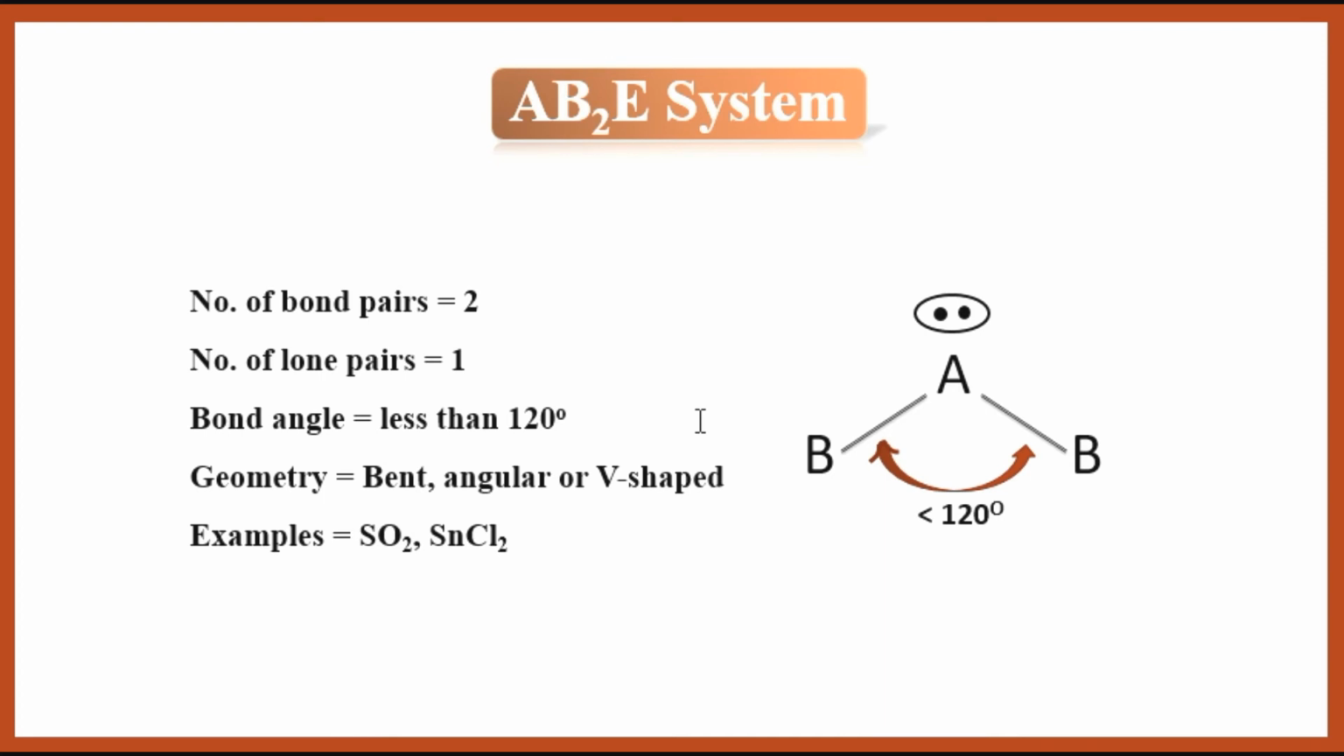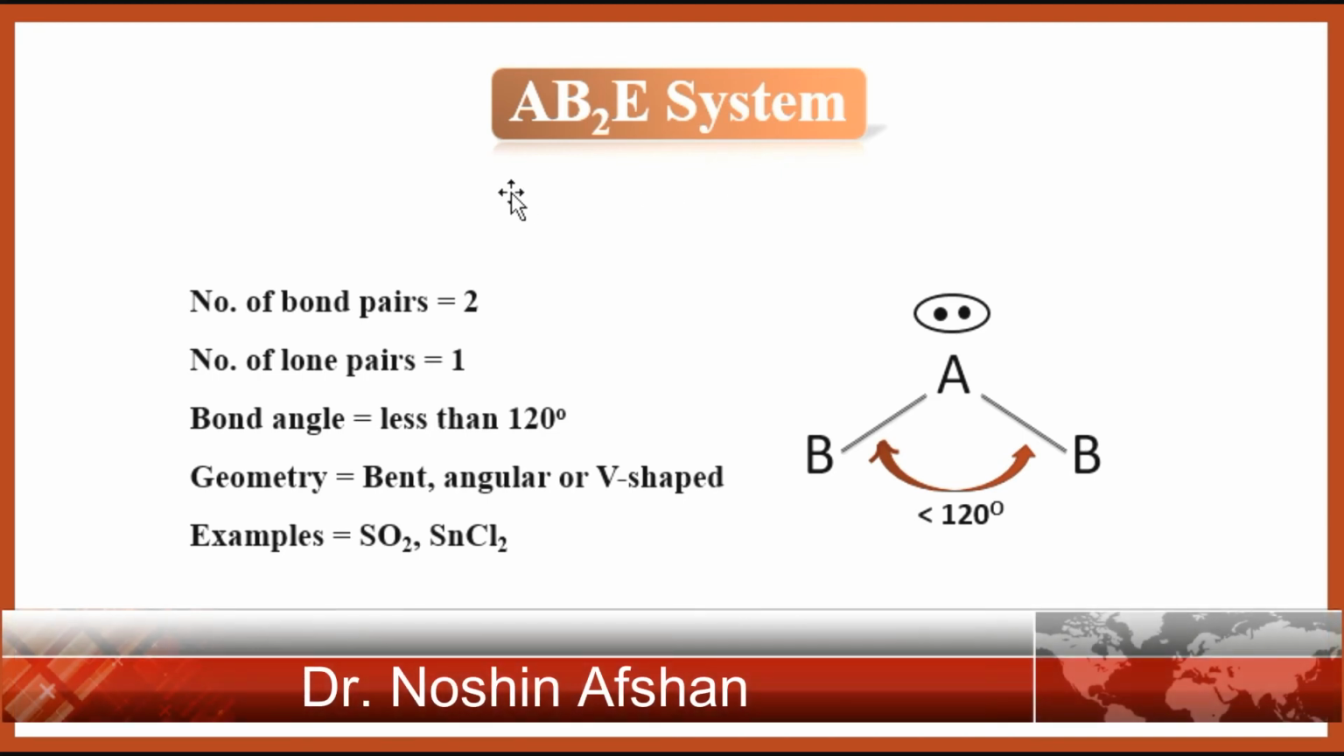So its subcategory, or the subcategory of the AB3 system, is the AB2E system, where A indicates that it acts as a central atom with two ligands, and one electron pair, or lone pair of electrons, has been indicated with the letter E. This E indicates that there is one lone pair of electrons and two bond pairs that are represented by the B. Hence here the number of bond pairs is 2 around the central atom, and the number of lone pairs is only 1.